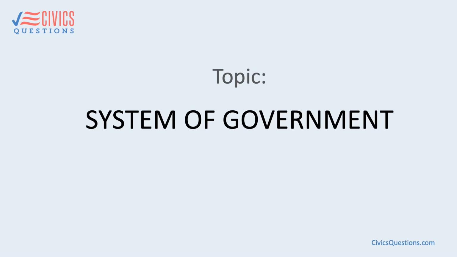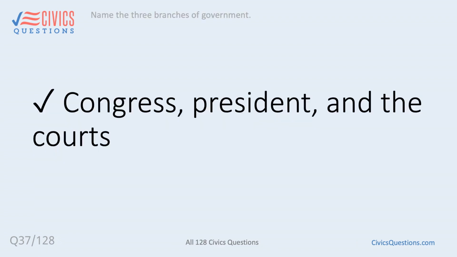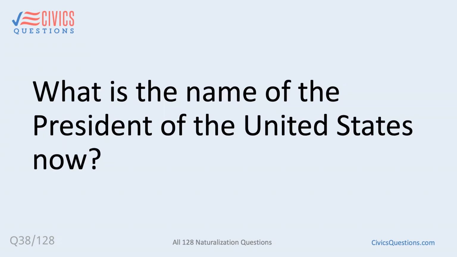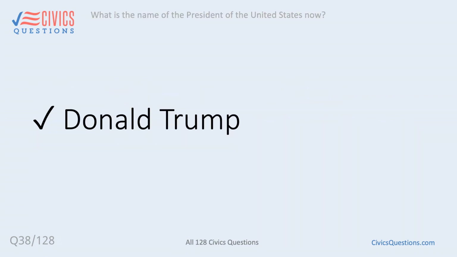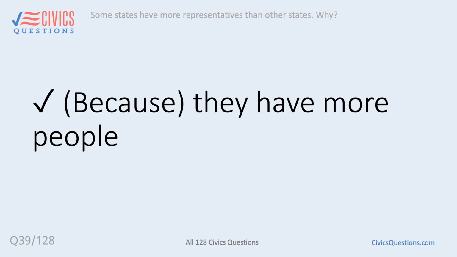System of government. Name the three branches of government. Congress, President, and the courts. What is the name of the President of the United States now? Donald Trump. Some states have more representatives than other states. Why? Because they have more people.